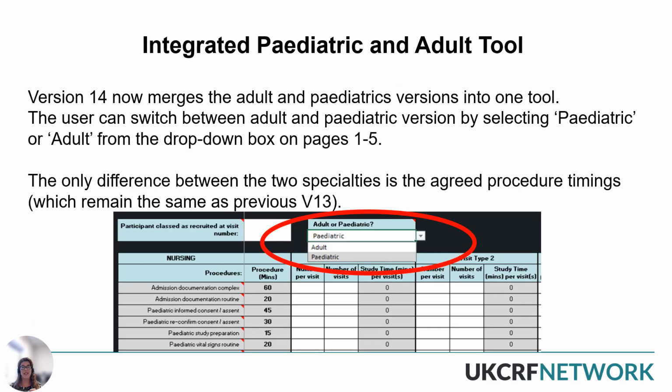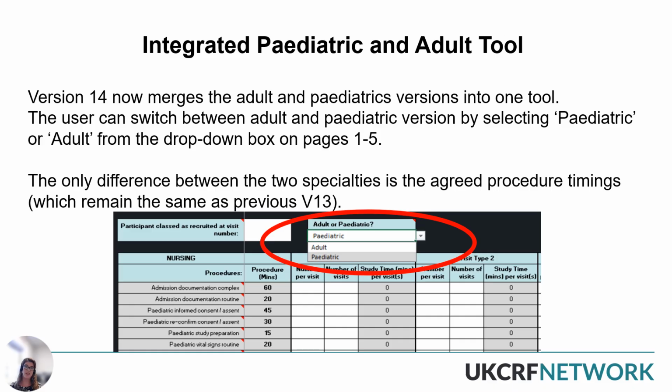Version 14 now merges the adult and paediatric tool into one version, and the user can toggle or switch between adult and paediatric versions by selecting paediatric or adult from the drop-down boxes on pages 1 to 5, and you can see an example of this on the screen now. Now, the only difference between the two specialties is some slight changes in the agreed procedure timings, and this is the same as with version 13.